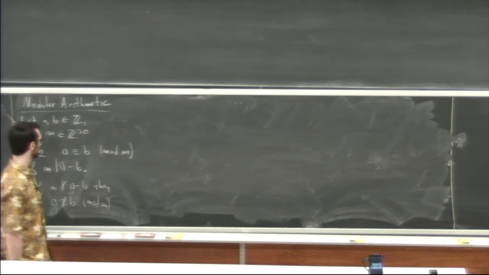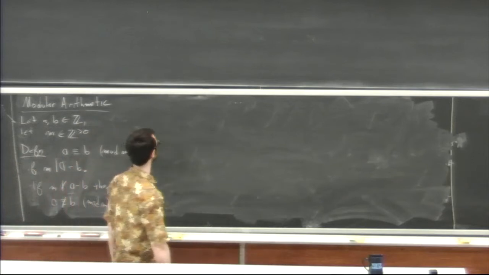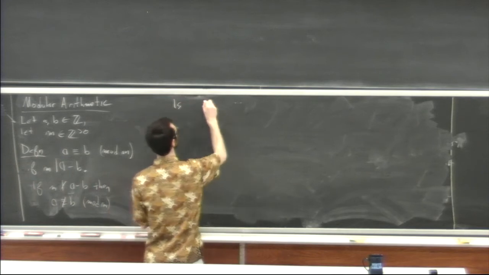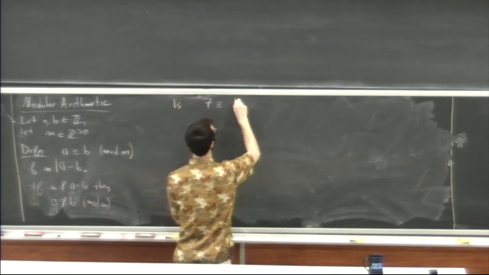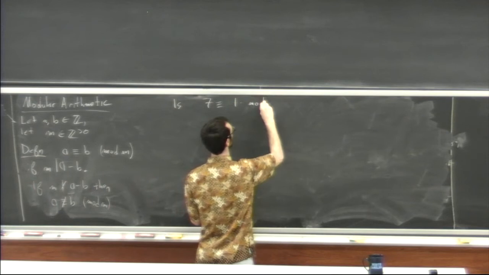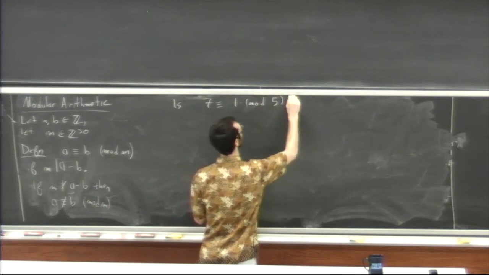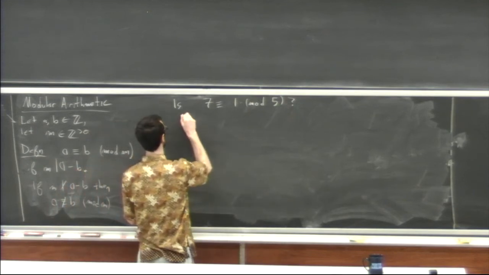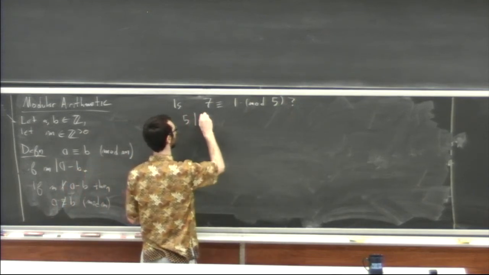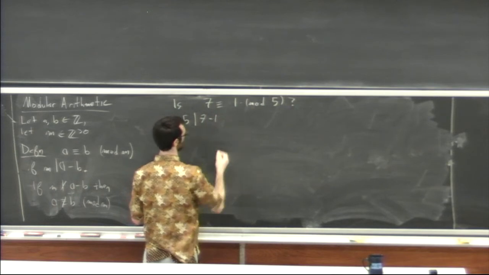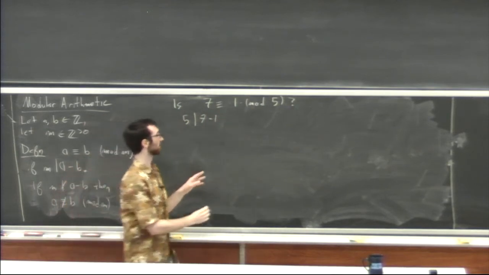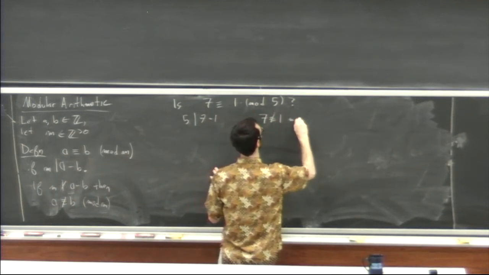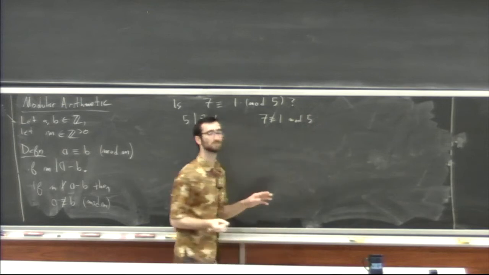Okay, so let's do some examples. Let's do some questions. Is 7 congruent to 1 mod 5? So what I'm really asking here is, does 5 divide 7 minus 1, which is equal to 6? And the answer is no. So 7 is not congruent to 1 mod 5.